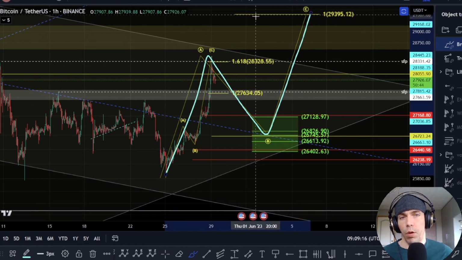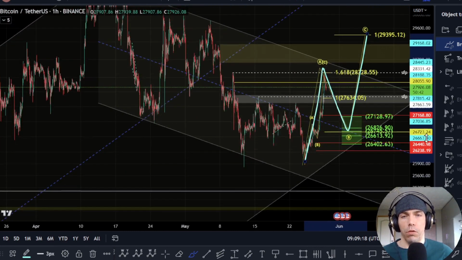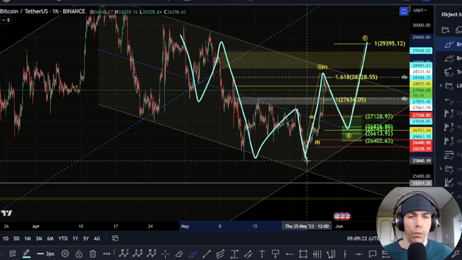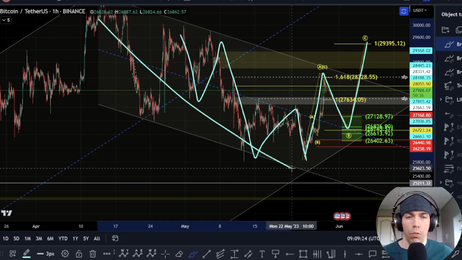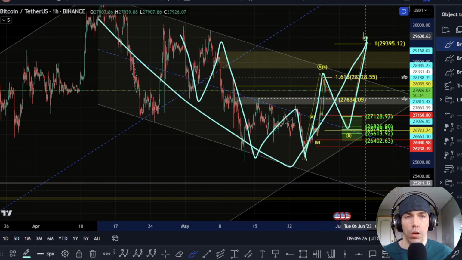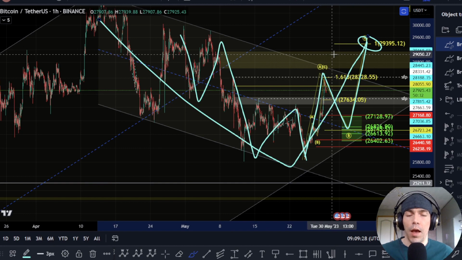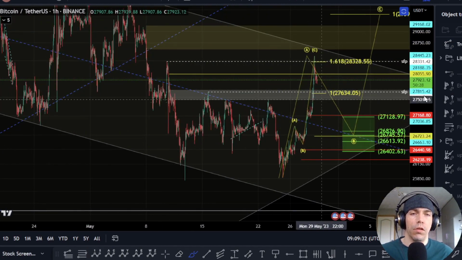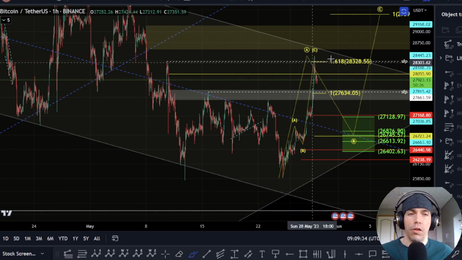So we need to just be aware of this, because what we can also do is we can count this move to the downside as 1, 2, 3, triangle 4, 5th, in which case this whole move here could be an A wave. We could be looking to form this B wave still, and then we look to break down. So we need to just be a bit cautious with how we're counting this at the moment. There are a few potentials here.